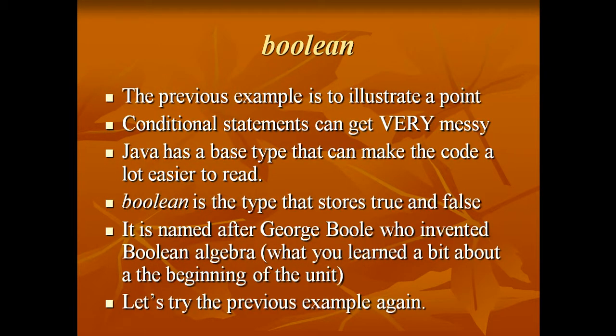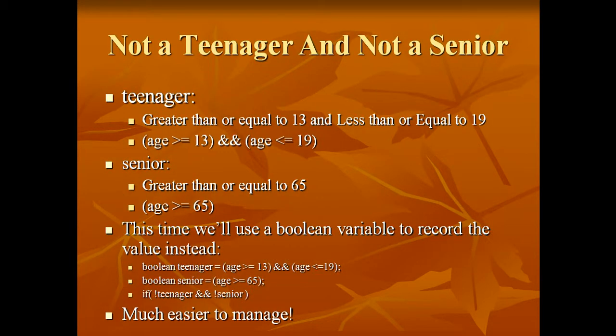So it's named after George Boole. He's credited with inventing Boolean algebra, and we can rewrite that previous example and make it a lot neater and easier to understand. So for example, if this is how I define a teenager, I can use a Boolean variable, and define it with a statement that will evaluate to true or false. So that's what Boolean variables store, either true or false.